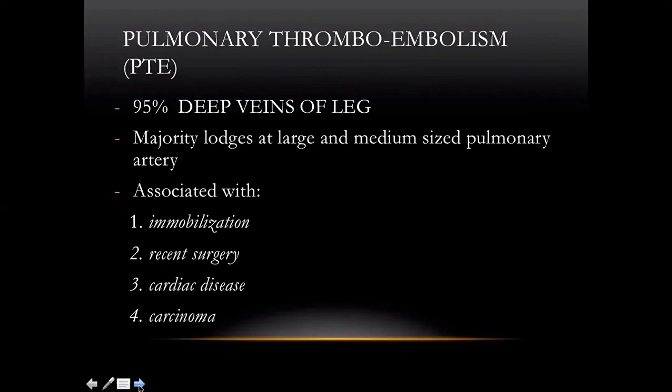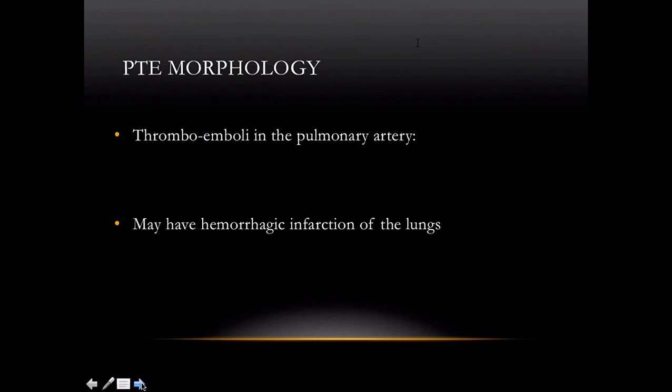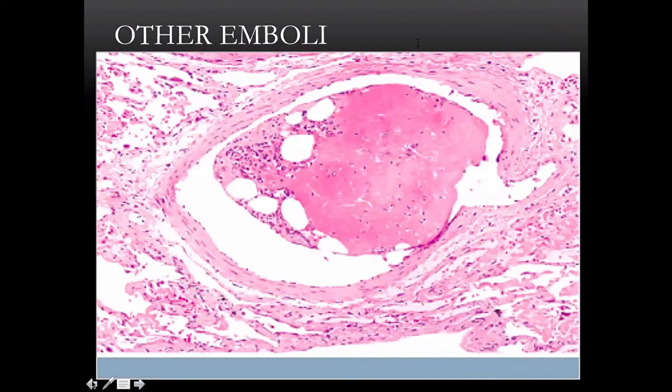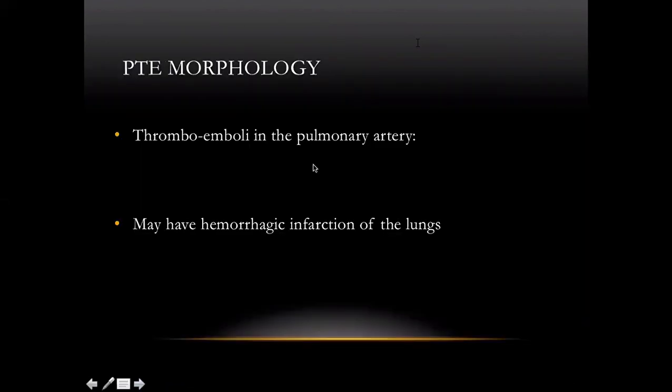So yung sabi ko kanina, is usually from the veins of the leg, no? 95% from the deep veins of the leg. Majority lodges at the large and the medium-sized pulmonary artery. So, ang iba direksyon na mamatay, ang iba medyo comatose, no? And this is associated with immobilization, surgery, cardiac disease, and cancers. Okay? So, anong hitsura ng pulmonary thromboembolism, no? So, it's nothing else but a thrombus, no, napunta doon sa lungs. So it can cause hemorrhagic infarction of the lungs.